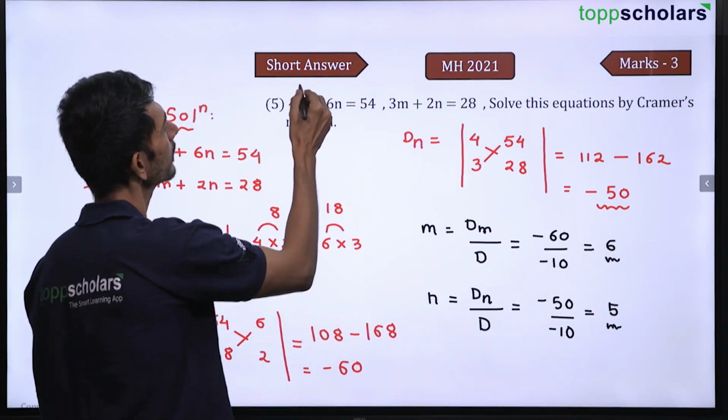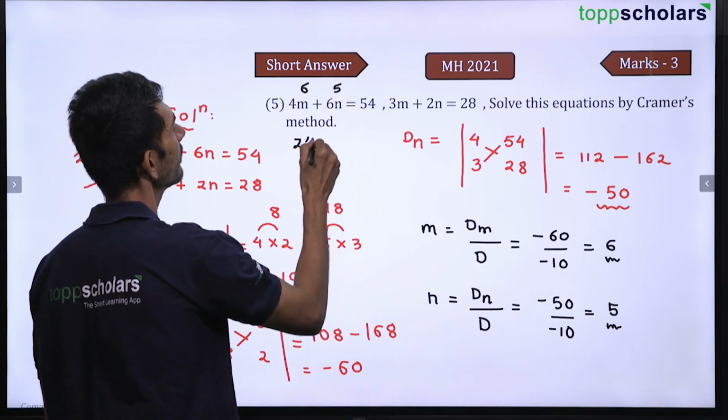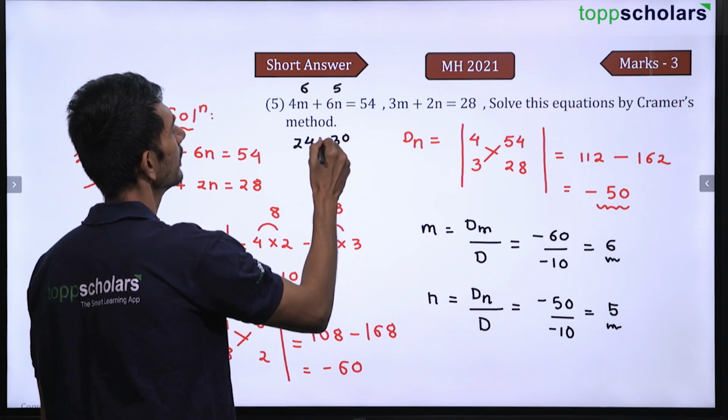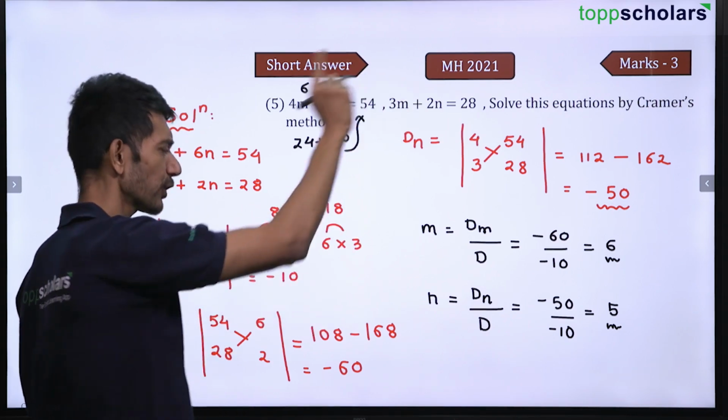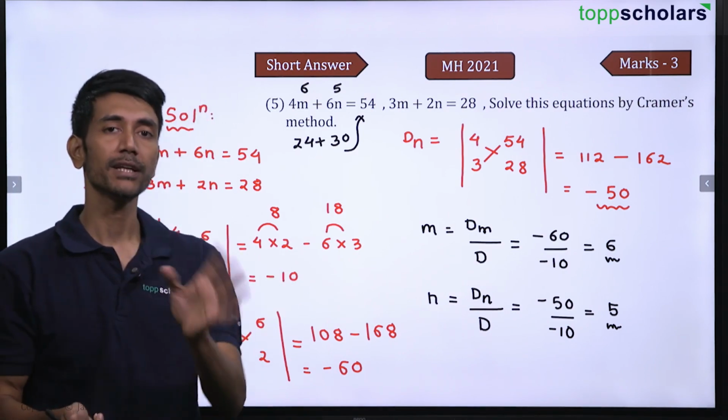If you want, you can put it over here. M6, N5. 4 6 are 24. 6 5 are 30. 30 plus 24 is 54. Here also you'll get 28. So our answer is correct. I hope you have understood this problem and I hope you'll be able to solve any problem based on Cramer's rule.